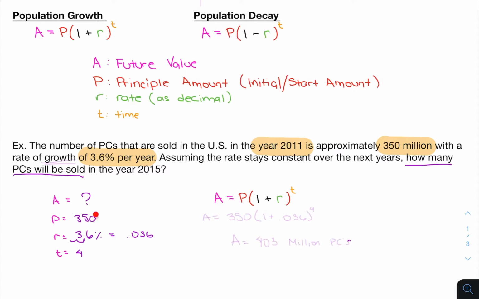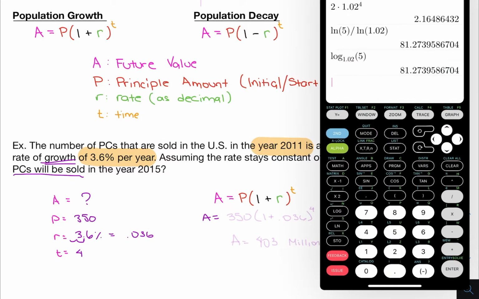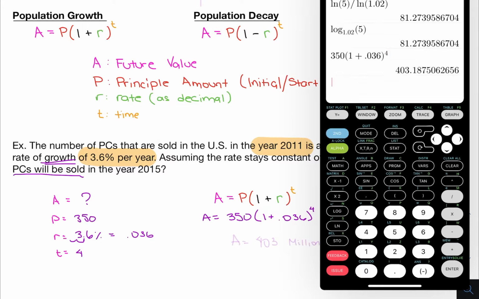If we plug this into the formula for growth, since it says that it's growing, we know that we are talking about population growth. So A is equal to 350 times (1 plus our rate, 0.036) to the 4th power. Now we plug this into our calculator and see what it gives us. So our future value A is approximately 403 million PCs.